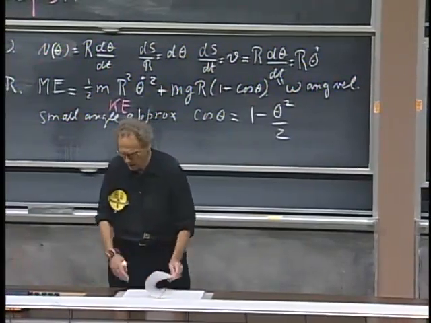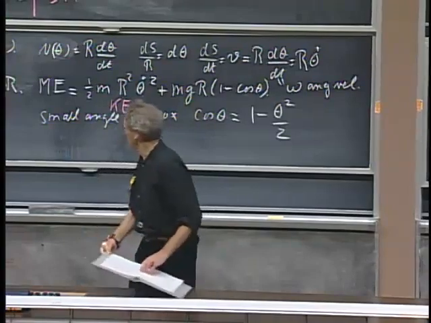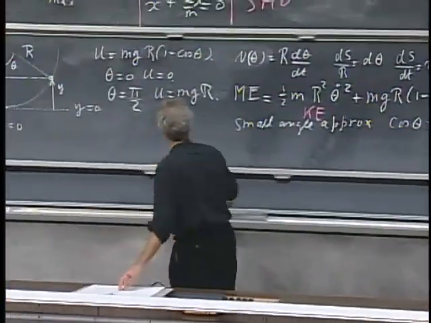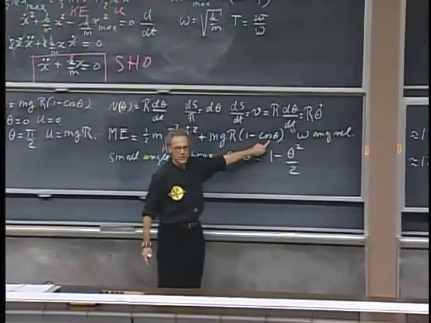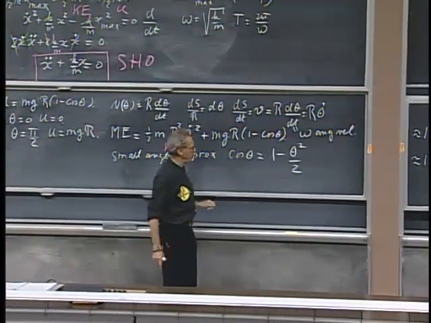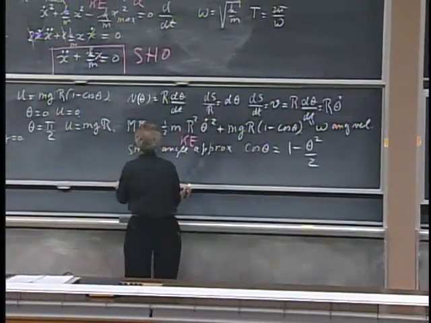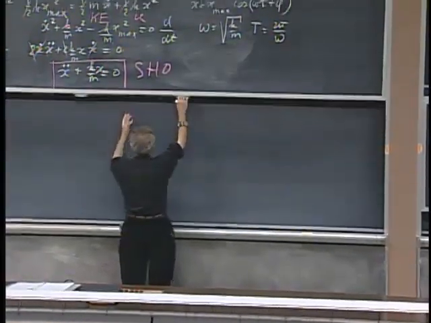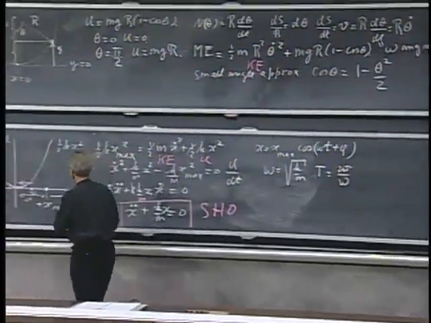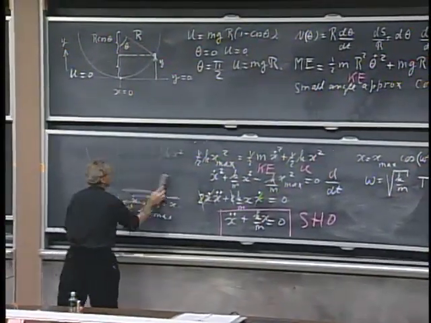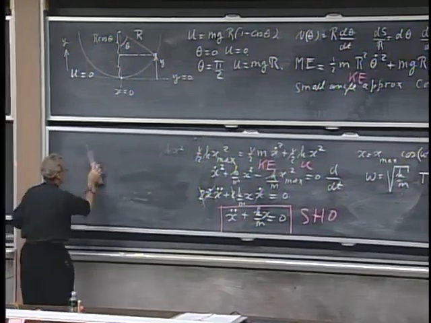So with this in mind, I feel comfortable to pursue my conservation of mechanical energy, and I'm going to replace this cosine theta by 1 minus theta squared divided by 2. So I will continue here. Center blackboard is always nice. You can see it best.